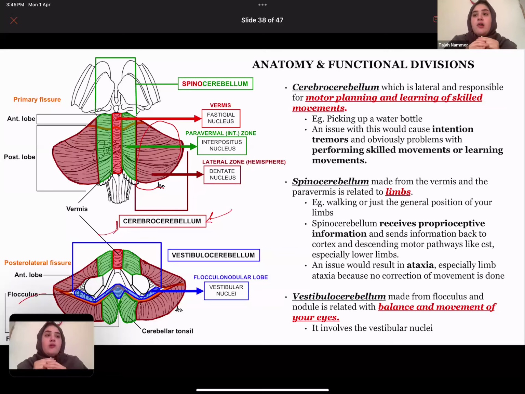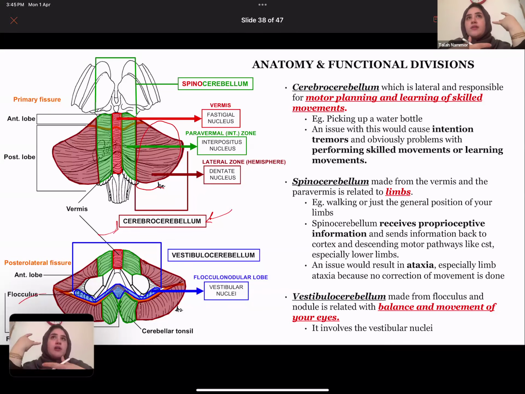When we say motor planning, if we want to move, where does the planning come from? The cerebrum. So we have motor planning from the cerebrum, and learning of skilled movements. Anything that has to do with the brain. If you want to move, motor planning and learning of skilled movements basically has to do with the cerebrocerebellum. So what's an example of the cerebrocerebellum? It's basically picking up a water bottle. When we want to pick up a water bottle, or whatever object I want to pick up, okay?